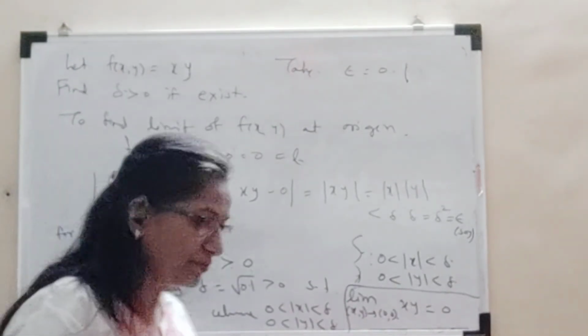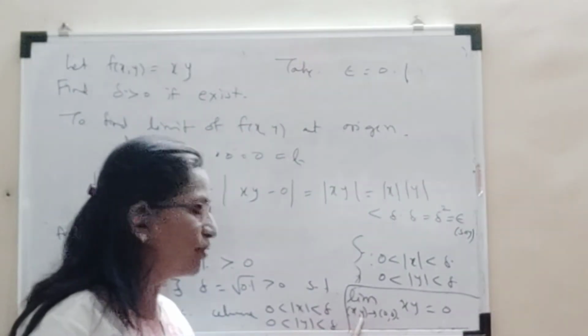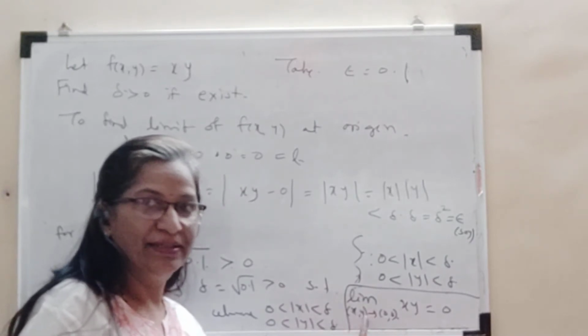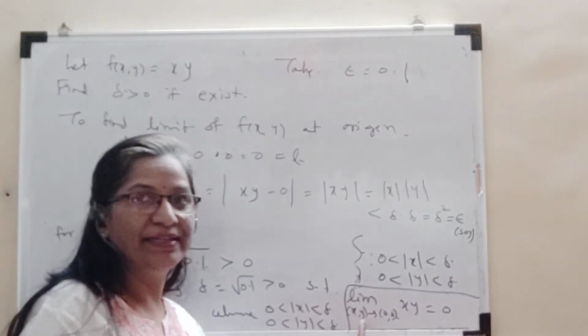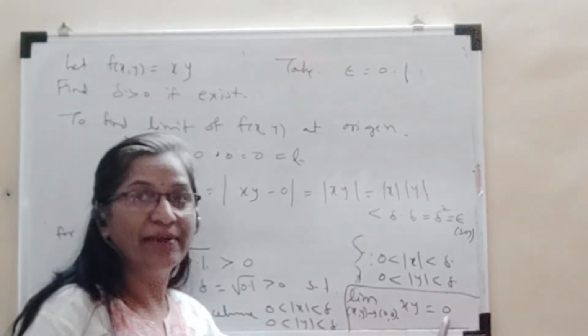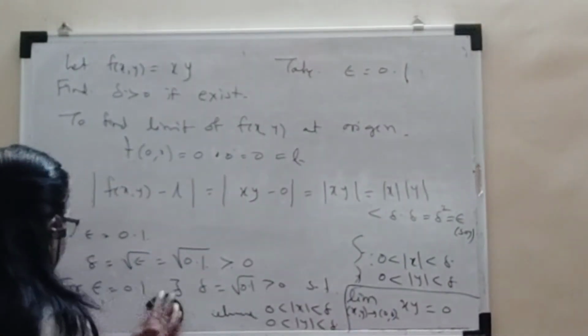Okay. Now one more important thing: this epsilon-delta definition of limit is also called the simultaneous definition of limit, or this limit value is called the simultaneous limit. Okay, we go for an example.